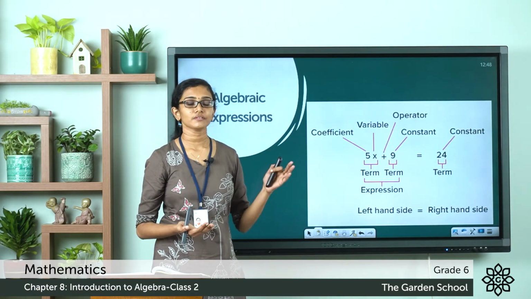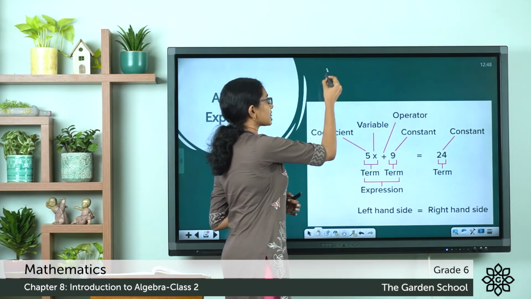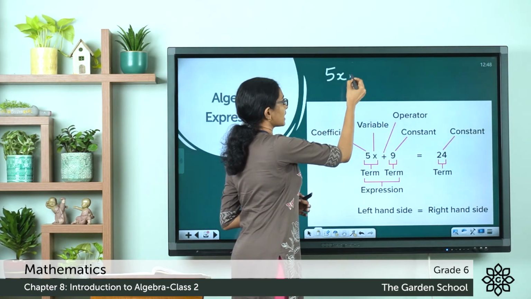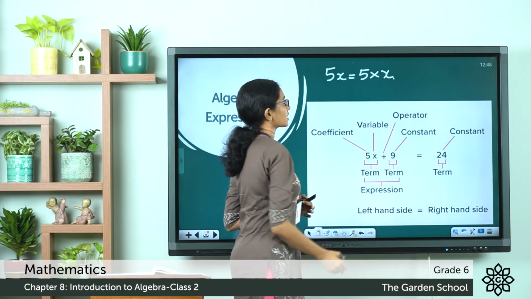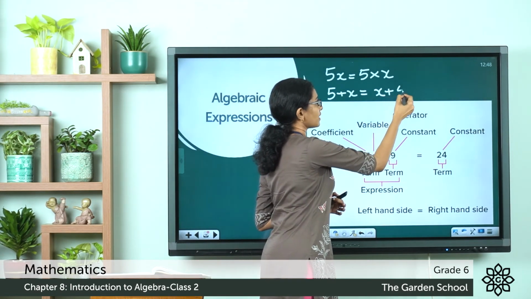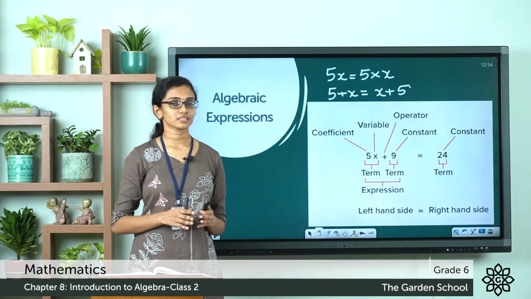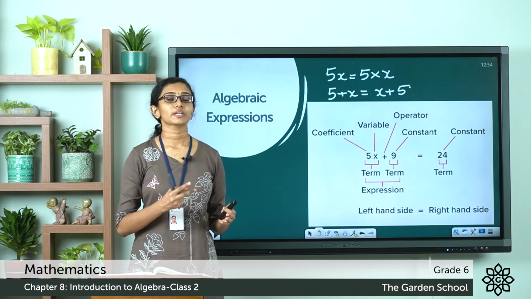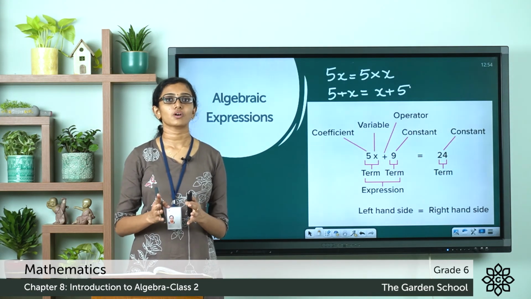And keep in mind, 5x is not the same as 5 plus x. 5x means you are multiplying the number 5 with the variable x. And 5 plus x means you are adding 5 to the value of that variable. So that was about variables and constants. The value of a variable changes as per the requirement, whereas the value of a constant is fixed.